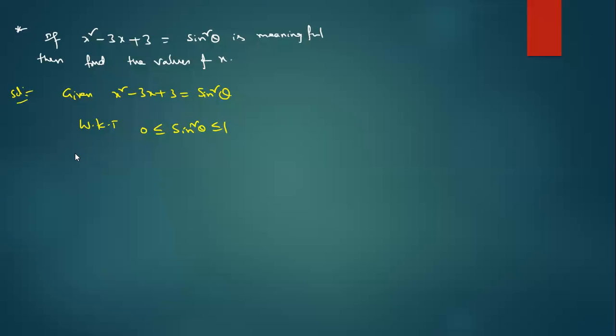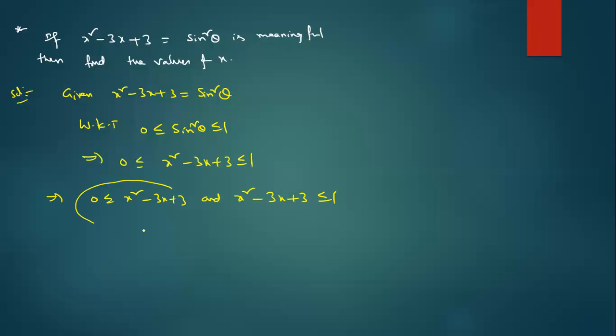Now, what is the value of sine square theta? That is x square minus 3x plus 3, which is less than or equal to 1. That is the answer. So one is x square minus 3x plus 3 greater than or equal to 0, and x square minus 3x plus 3 less than or equal to 1. Solve them. Case 1, case 2. So x square minus 3x plus 3 greater than or equal to 0 is given. It is always greater than or equal to 0, so for any real number x in this case.